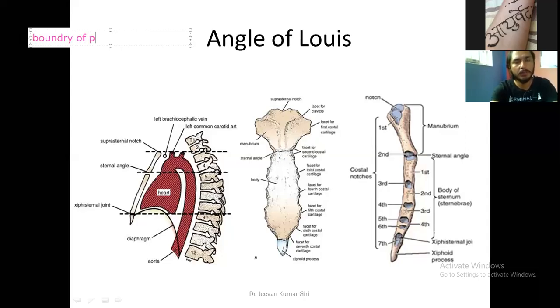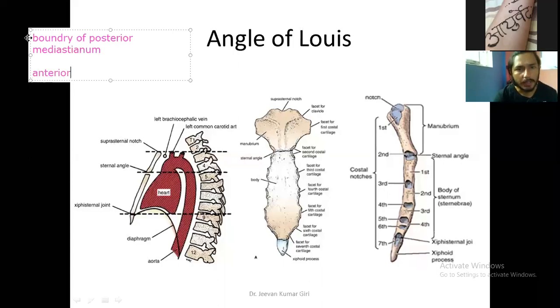Boundary of the posterior mediastinum, again the same thing. Anterior boundary. Now see here. What is there in the anterior aspect? See, the heart is there, isn't it? In the upper part. In the lower part, the diaphragm is also there. See, the dome of the diaphragm is also there. So this forms the anterior boundary, from here to here.